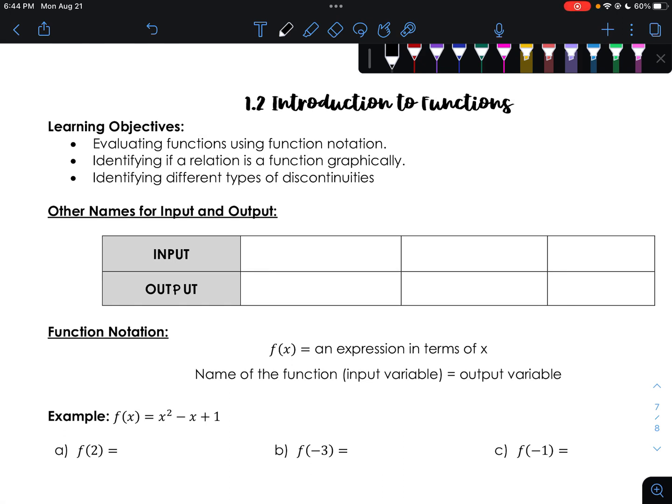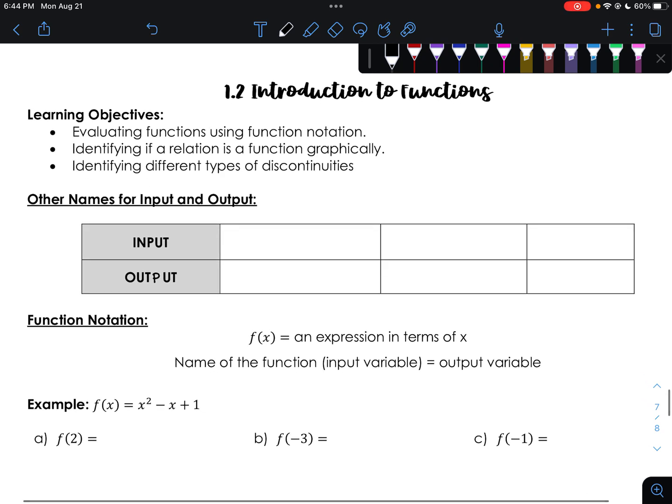In this video, we're going to talk about introduction to functions. So our learning objectives are to evaluate functions using function notation, identify if a relation is a function graphically, and identify different types of discontinuities.